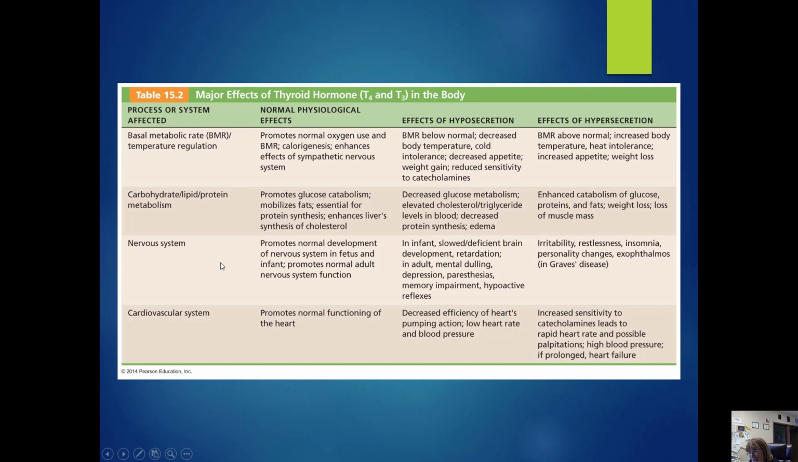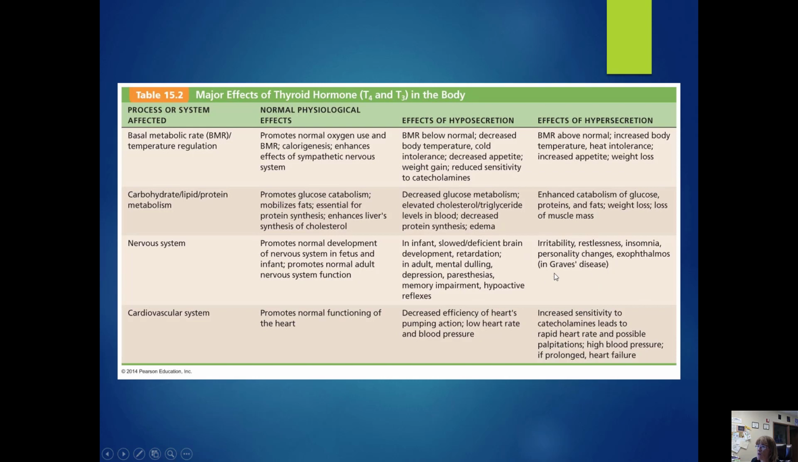Thyroxine is also vitally important in the formation of a normal nervous system in the fetus. When it doesn't happen, then we have, where's it called? Oh, they didn't put it in here. It's called cretinism, slowed and deficient brain development, retardation. In an adult, we call it myxedema, or hypothyroidism, but myxedema is kind of a cool name. And then here's the hyperthyroidism.